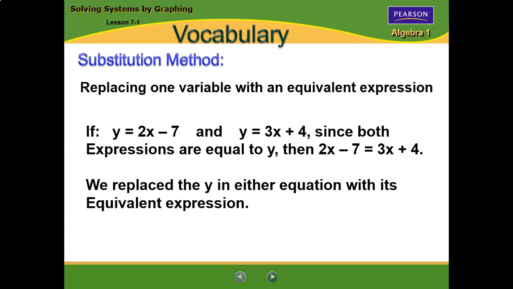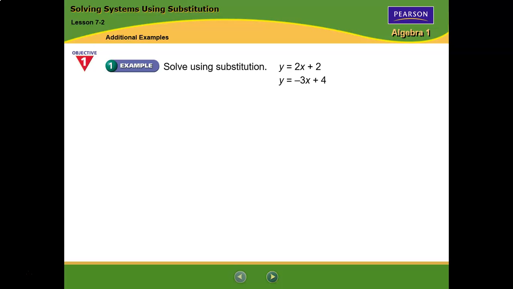And remember, anytime things are equal, we can set them equal to one another. So since the expressions are equal, we're going to set them equal to each other, and then we're going to solve for x. Okay, so let's look at an example. Now, we can be given a system of equations in several different forms. If you recall from the last lesson and the last chapter, equations of lines can be written in slope-intercept form, they can be written in standard form, and they can also be written in point-slope form.